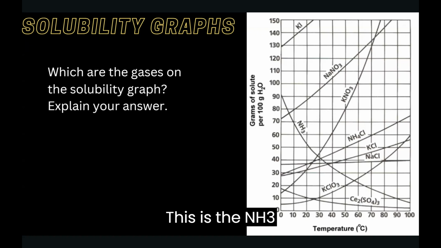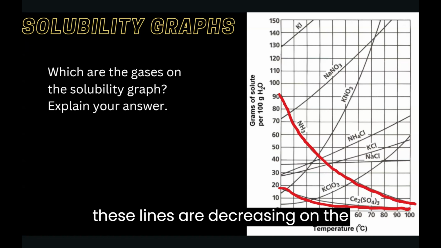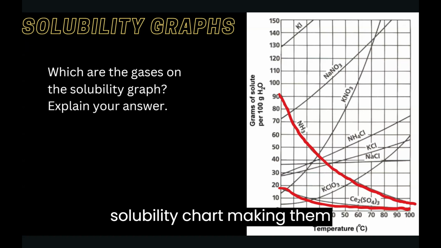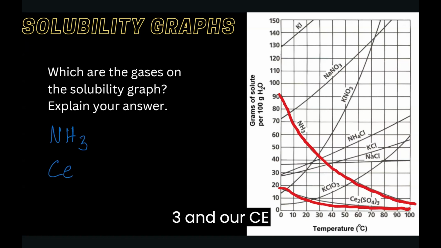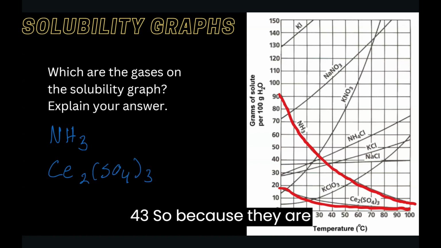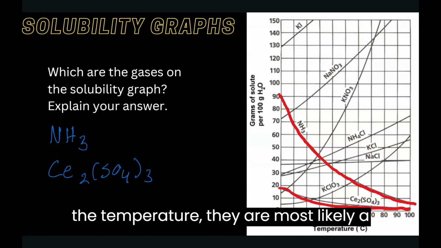This is the NH3 and our Ce2(SO4)3. Both of these lines are decreasing on the solubility chart, making them most likely a gas. So it's our NH3 and our Ce2(SO4)3. Because they are decreasing in solubility as we increase the temperature, they are most likely a gas.